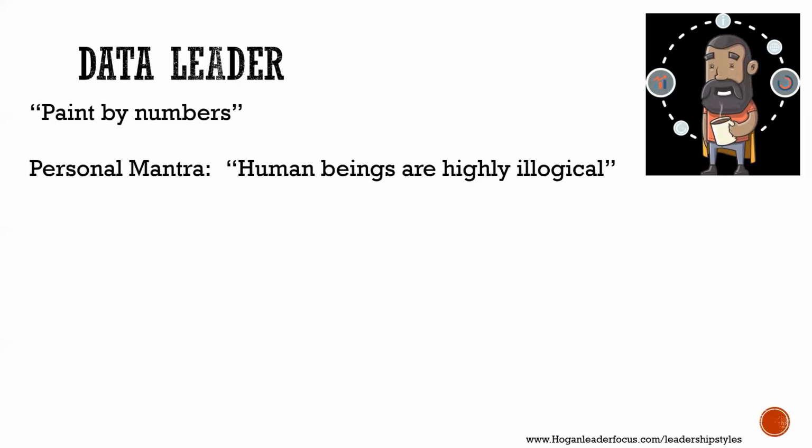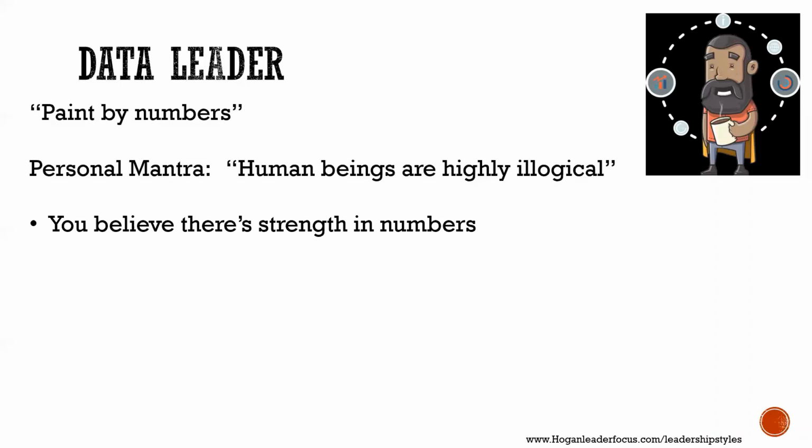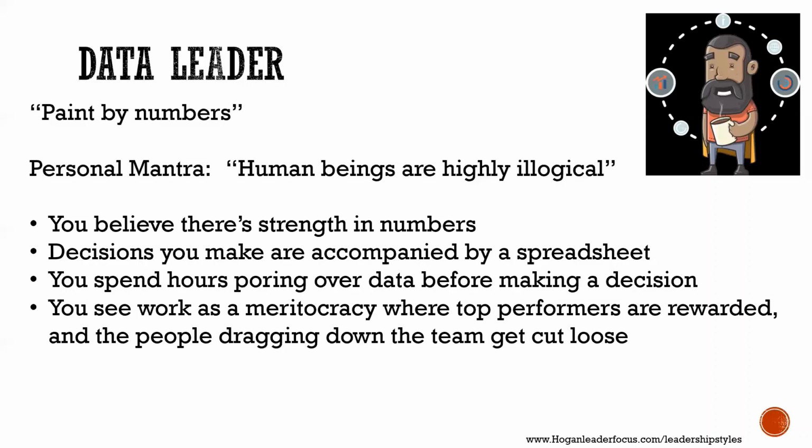We hire another employee because the numbers say at this time we can't support our clients unless we have another employee on board. You try to remove as much emotion out of your management style as possible if you tend to be more of a data leader. It's because you have this high belief in numbers. That's what we're talking about. There's this strength in numbers. Numbers don't lie. Numbers are logical.